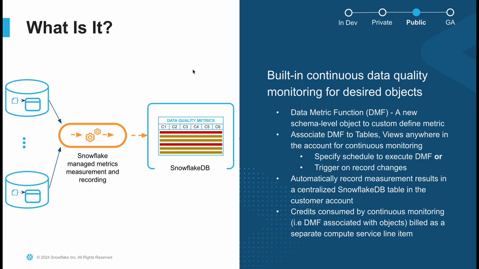So these are data metric functions. To build continuous data quality monitoring for certain columns in Snowflake, we have a data metric function that you can define. This becomes a schema level object, basically a DMF that's attached to a particular table or view or column. You can specify a schedule to execute that DMF, and then it's going to trigger whenever there's certain changes going on there. This is automatically going to record a measurement in a centralized Snowflake database table within your account. So then you can report on those monitoring results, and you can also do things like alerts and notifications.